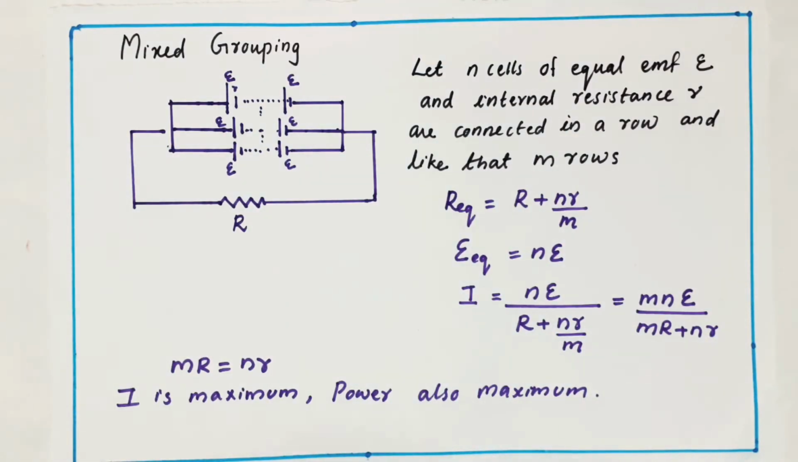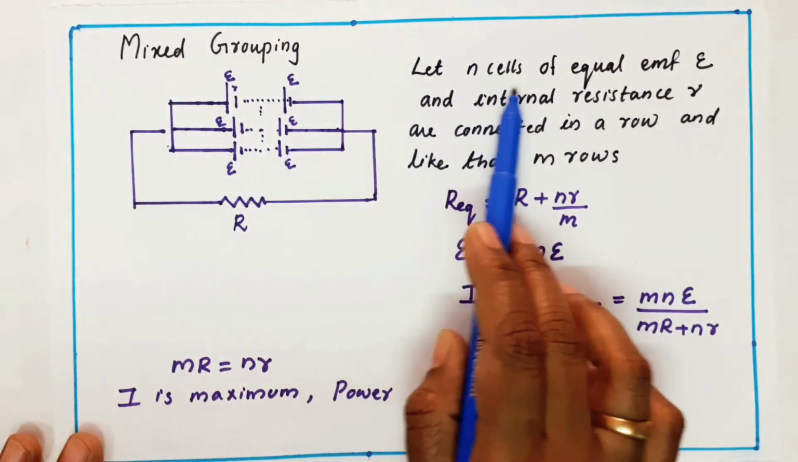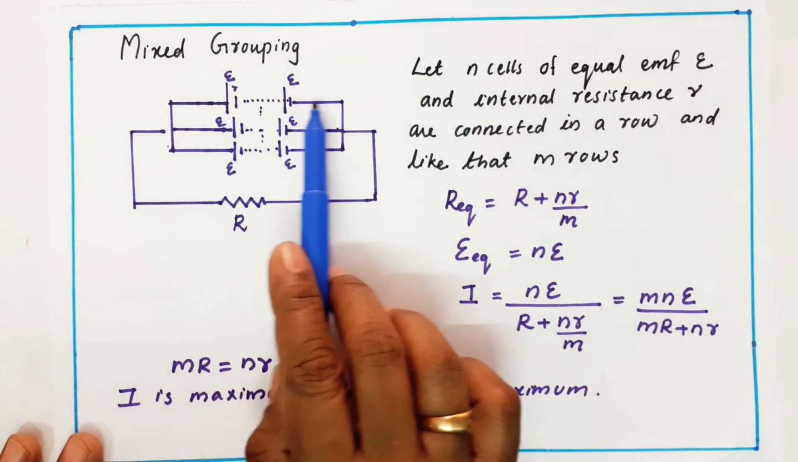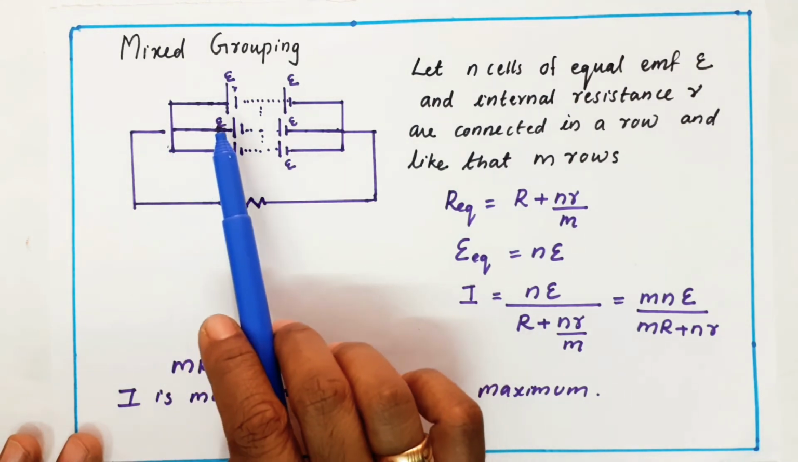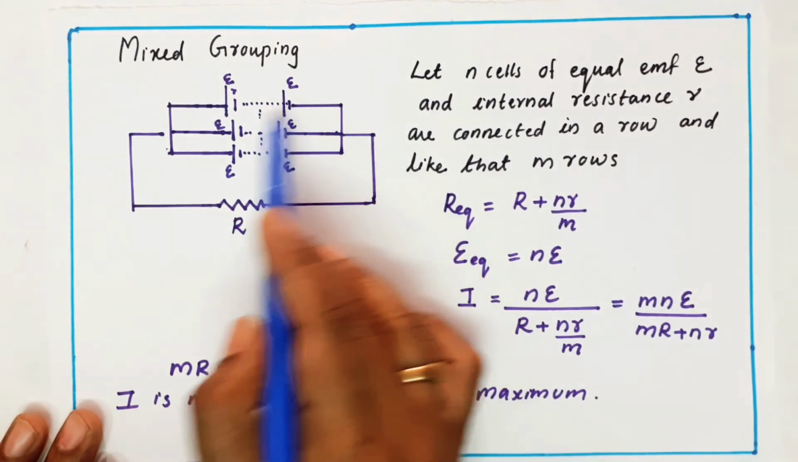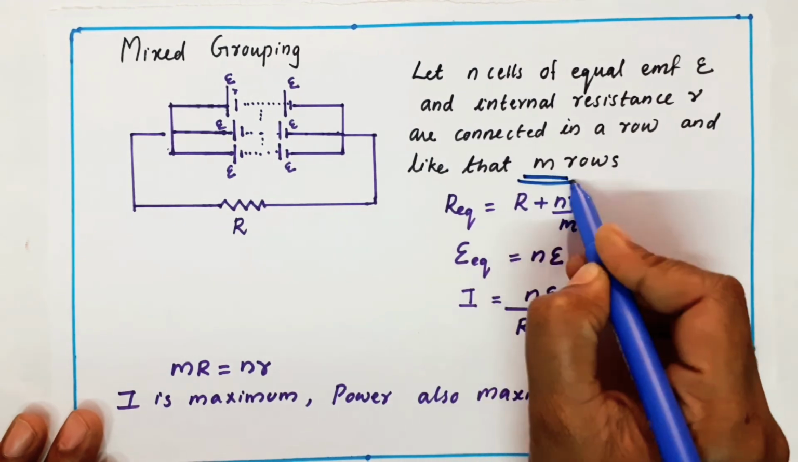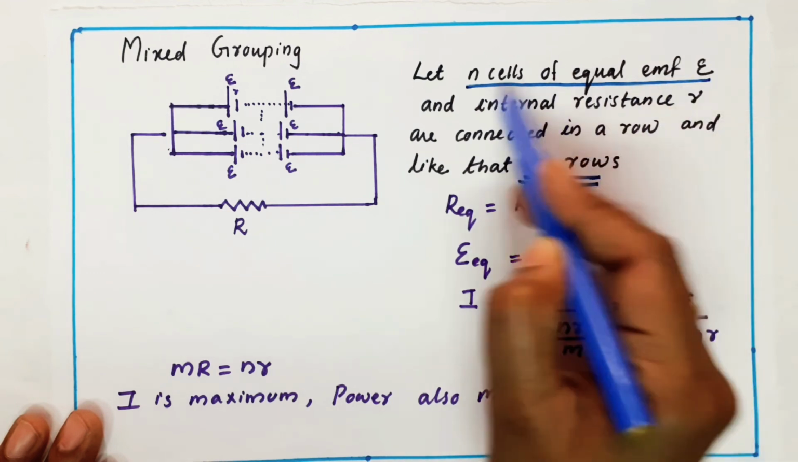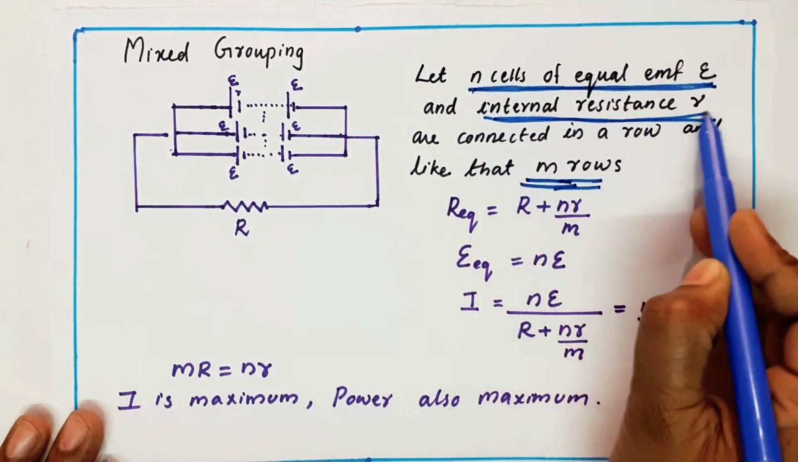Now I am telling a case here. You should take here, let n cells of equal EMF E and internal resistance R be connected in a row. Like this we are connecting n cells, and like that m rows are there. So here n cells, here n cells, here n cells, like that. How many rows are there? M rows. So remember, m rows are there, and in each row there are n cells of equal EMF and equal internal resistance R.